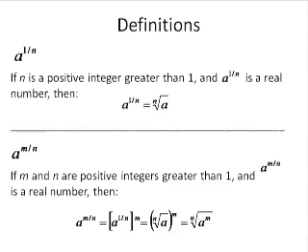A raised to the 1 over n power. The n is the nth root of a. With a to the m over n, m is the power on a, and again, n will be the root.